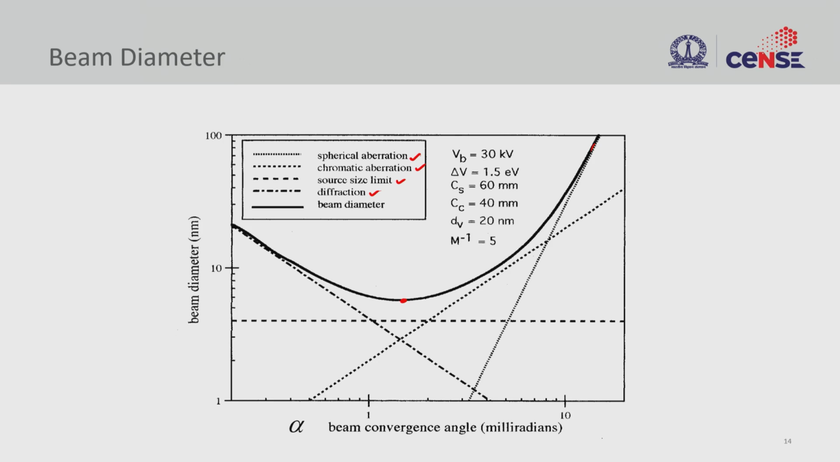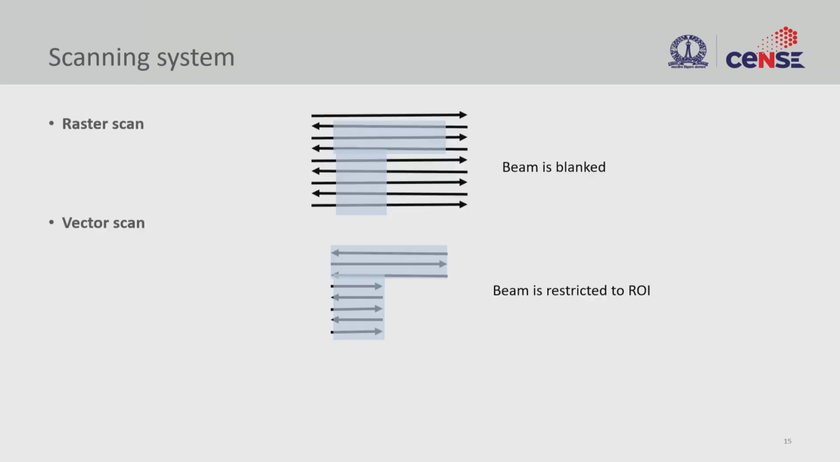If you just say I will control my source size, I should be able to get it, but you are fixed. The source size is fixed. You're not going to change the source size. But the other things like the diffraction, your chromatic aberration and spherical aberration are within your control. By using the lenses, you should be able to control it. So by controlling the beam divergence, you control your beam diameter.